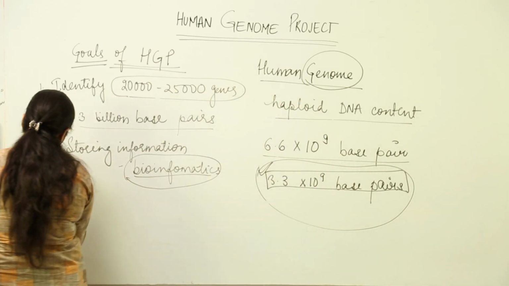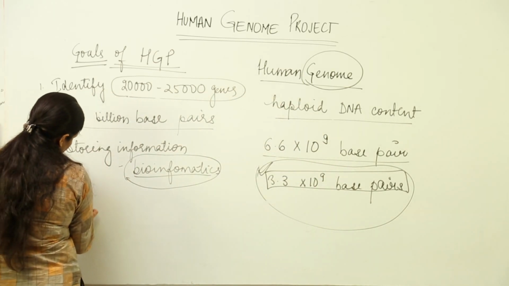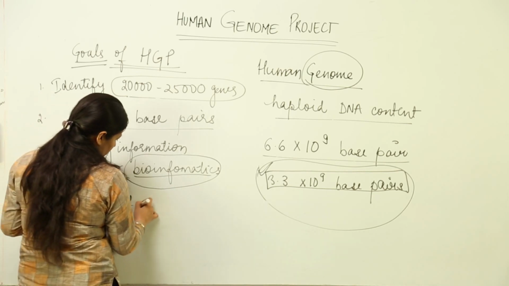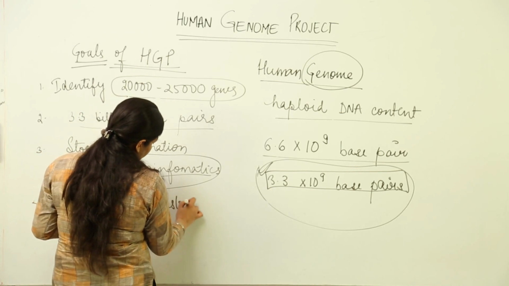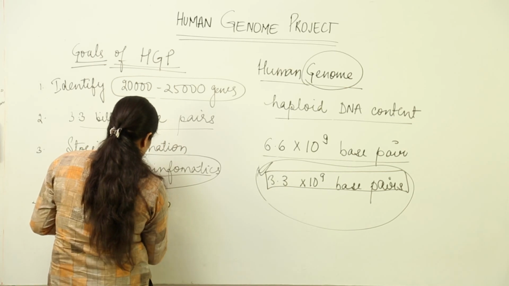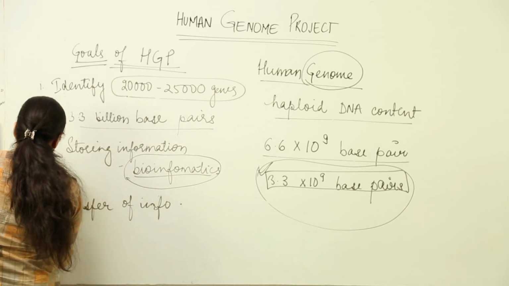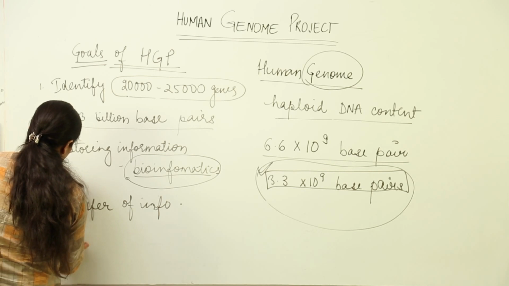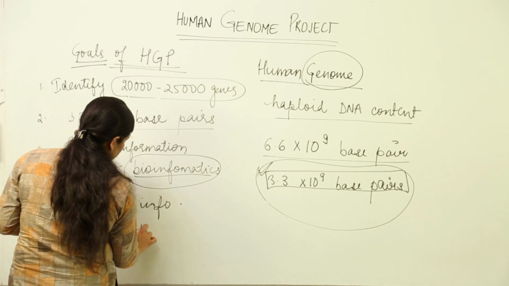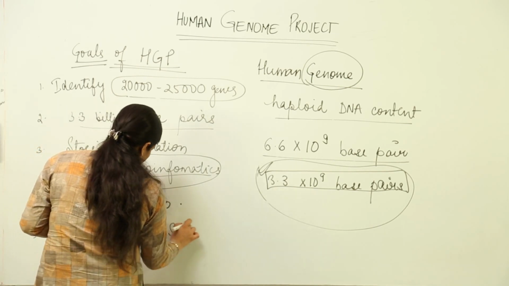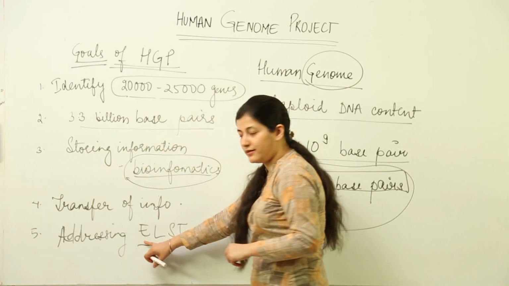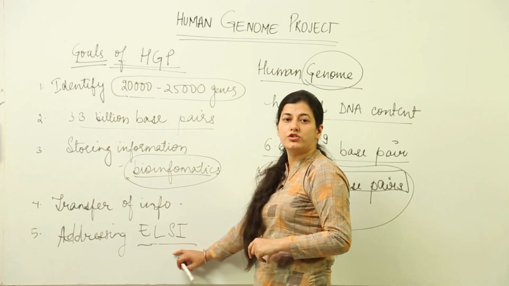Apart from that, there was a goal that transfer of information to the related industries, other industries, was also one of the goals, okay. Industries and fields, transfer of info, that was one of the goals. And lastly, there was addressing ELSI. What is ELSI? ELSI is an abbreviation for ethical, legal and social issues.